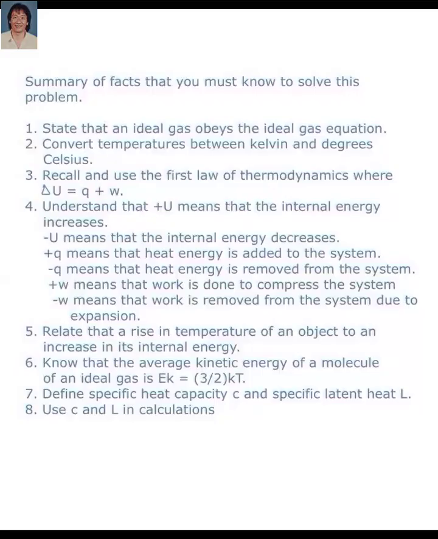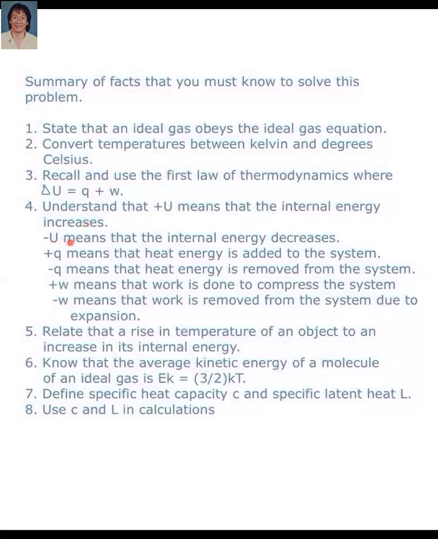This is a summary of the facts that you must know to solve this problem. Number 1, you must state that an ideal gas obeys the ideal gas equation. Number 2, convert temperature between Kelvin and degrees Celsius. Number 3, you must be able to recall and use the first law of thermodynamics, where delta U equals Q plus W. Understand that positive delta U means that the internal energy increases.